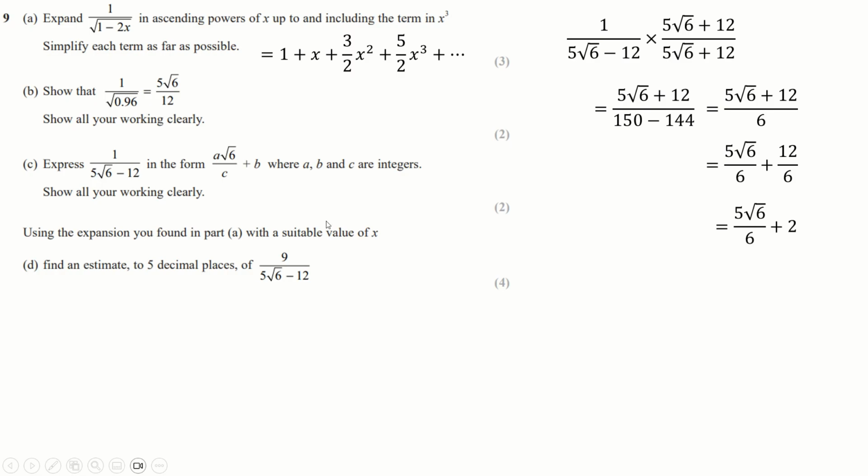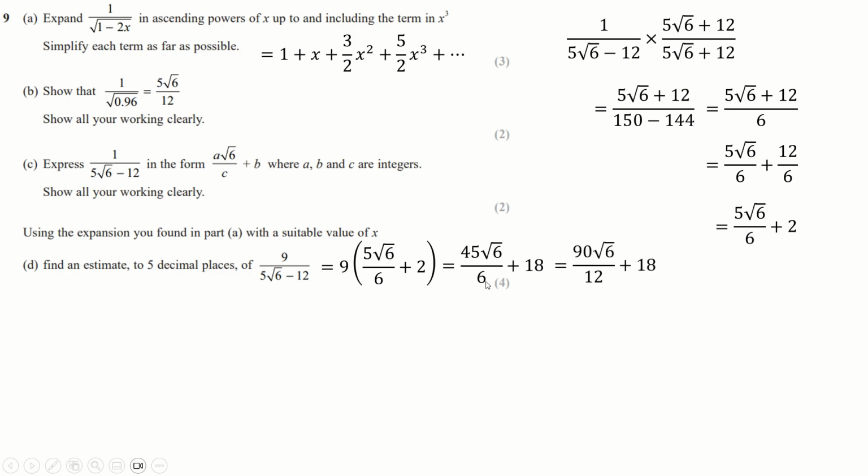Use the expansion with a suitable value of x to estimate this. Now, this is a little bit interesting. This is the same as this, except times by 9. So the first thing I'll say is this result times by 9. Now, I want to try and force this result in here as well. So I think what I'm going to do here is I can multiply that out. I'm going to double both of these to get that.